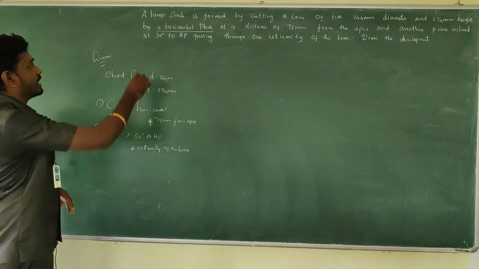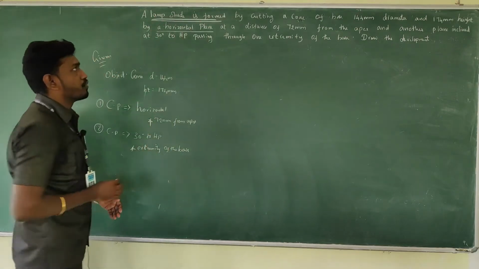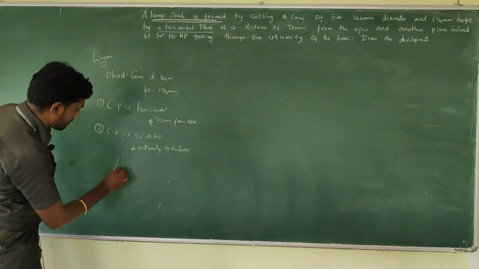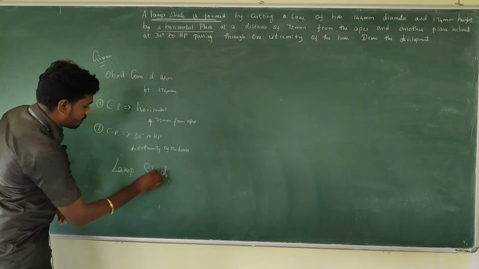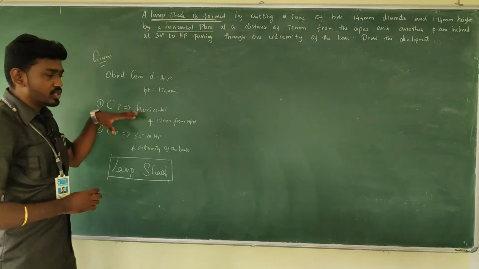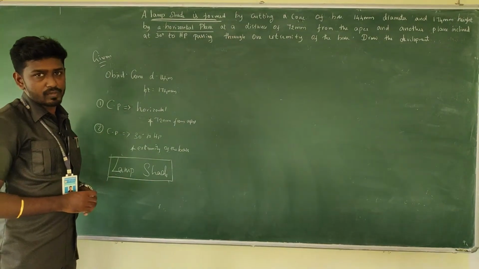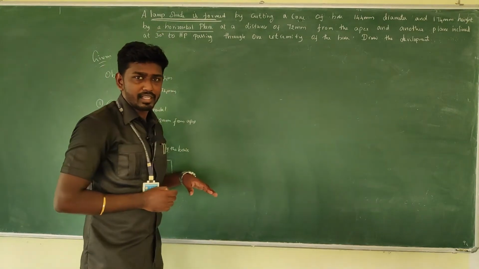From this data we need to form the lampshade. That is a notable thing. We need to form the lampshade. We are going to form the lampshade by using this data. First of all, we know the cone, am I right?